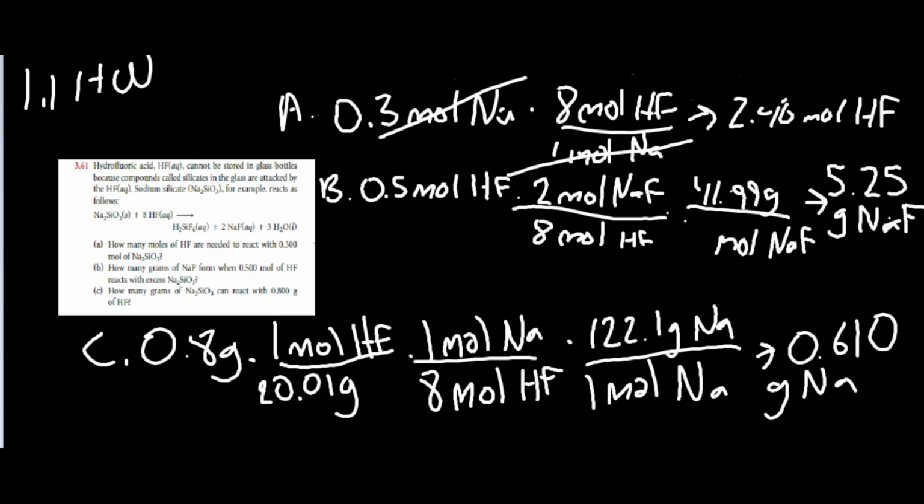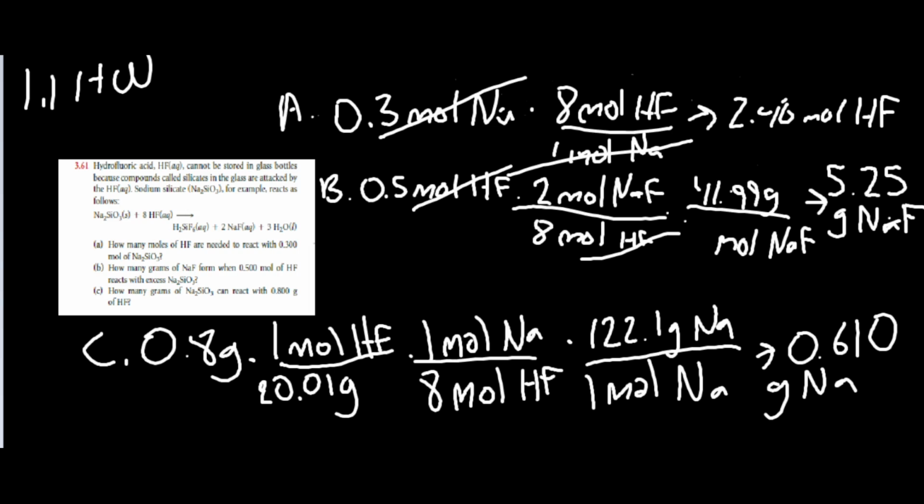Now for part B, how many grams of NaF form when blah blah blah. This is testing if you know first molar ratios and then converting to grams. So same thing as before, you are going to use your molar ratios to find moles, and then you're going to convert to grams.